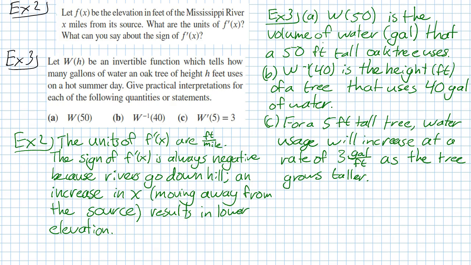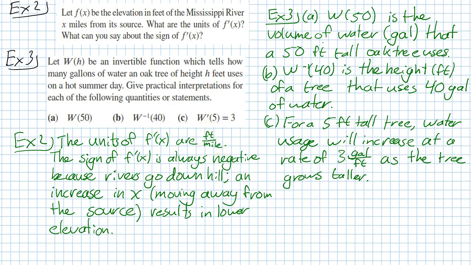So for example 2, the units of f prime of x are feet per mile. So f prime of x represents the rate that the elevation is changing as x increases. The units of y are feet here, and the units of x are miles. So a change in feet divided by a change in miles gives you a rate of change in feet per mile. So this represents basically the slope of the river itself. Like, at what rate is it going downhill? So if you go 1 mile away from the source, how does the number of feet change?